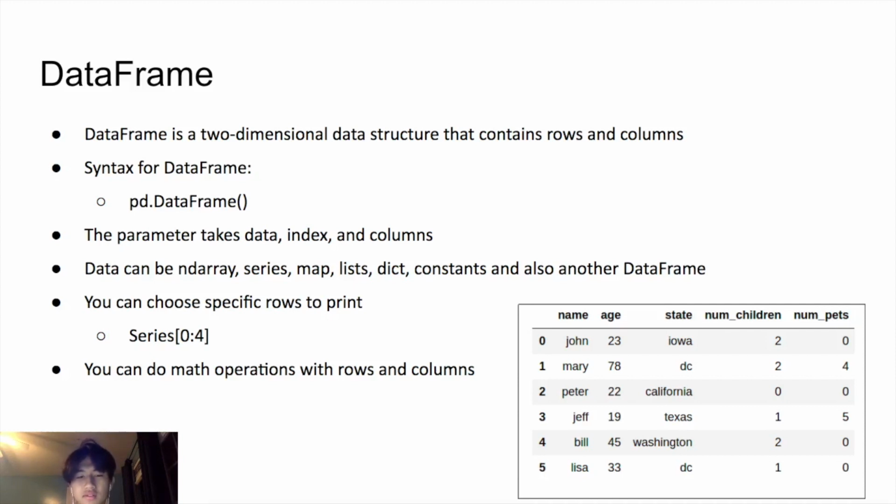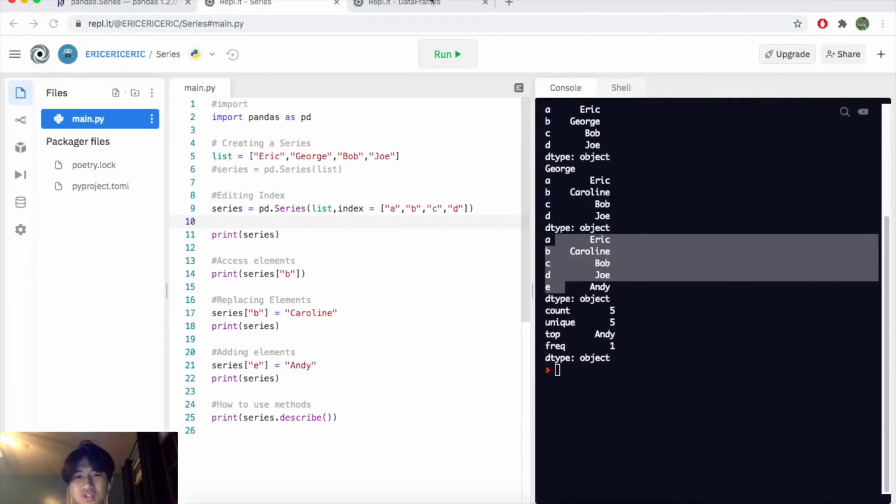I won't be going over exactly what index and columns do, but just keep in mind that if you don't have it, it'll be perfectly fine. The data can be in a form of NumPy arrays, series, maps, lists, dictionary constants, and even other data frames. With data frames, you can choose specific rows to print. You can also do operations with specific rows and columns, and there's a lot of other stuff you can do. Let me hop onto Repl.it once again and show you guys.